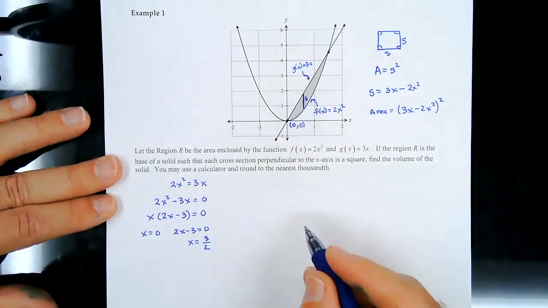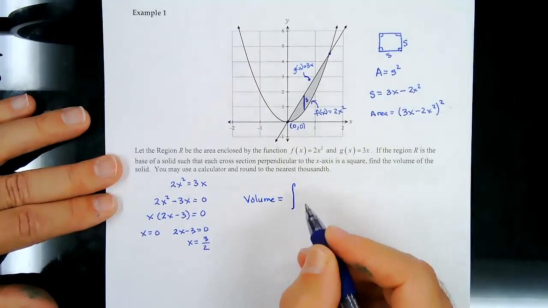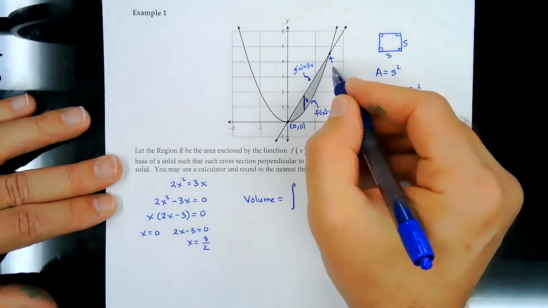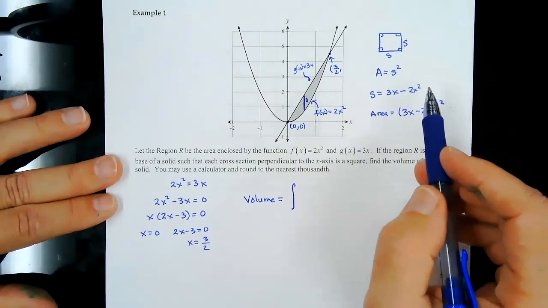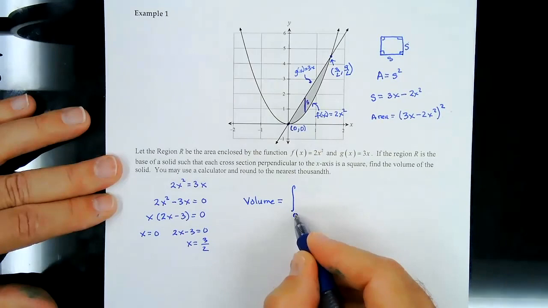So that means the volume of this is equal to the integral, and we're going to integrate from 0 to 3/2. If we know this is 3x, this would have to be 9/2. And so we're going to integrate from 0 to 3/2.